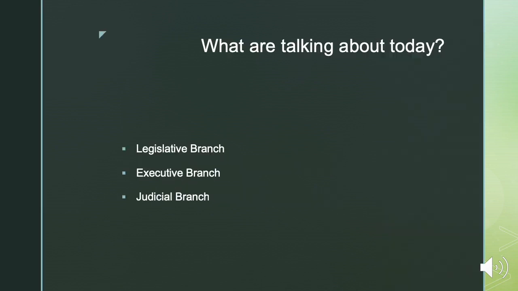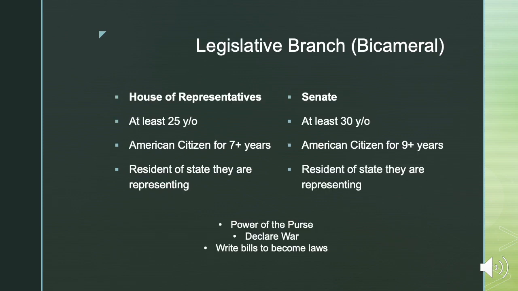So what we're going to be talking about, we're going to be talking first about the legislative branch, and then jumping to the executive branch, and then the judicial branch. We're going to be looking at the different requirements and the different roles, and also the checks and balances between these three branches of government. So let's go ahead and jump into our legislative branch.